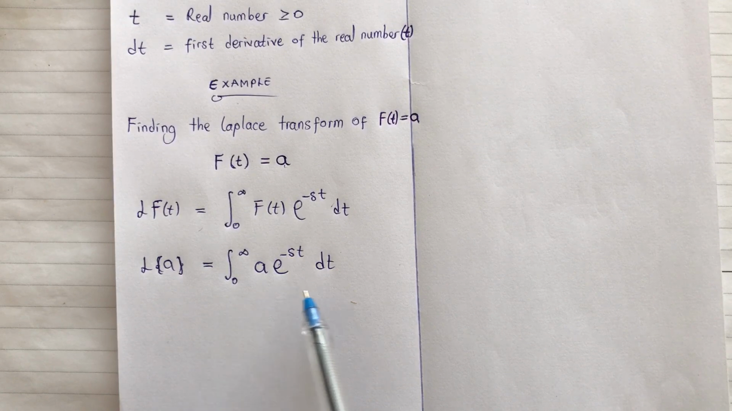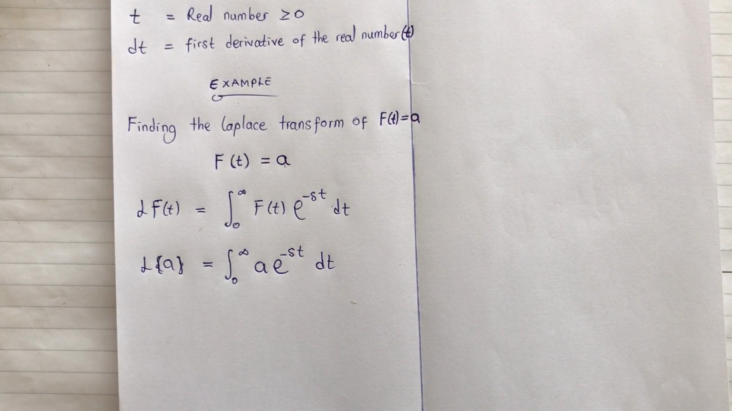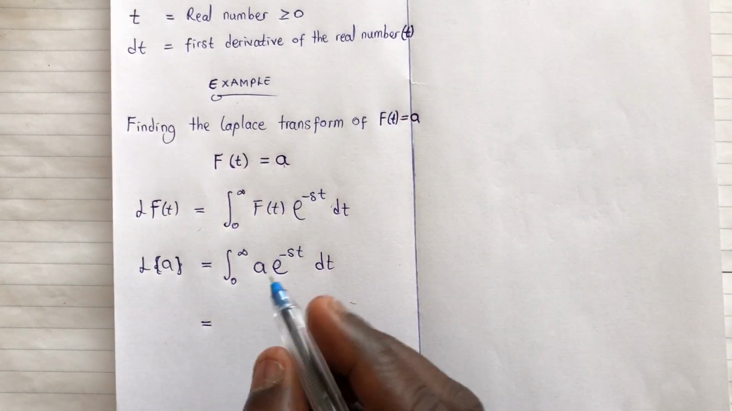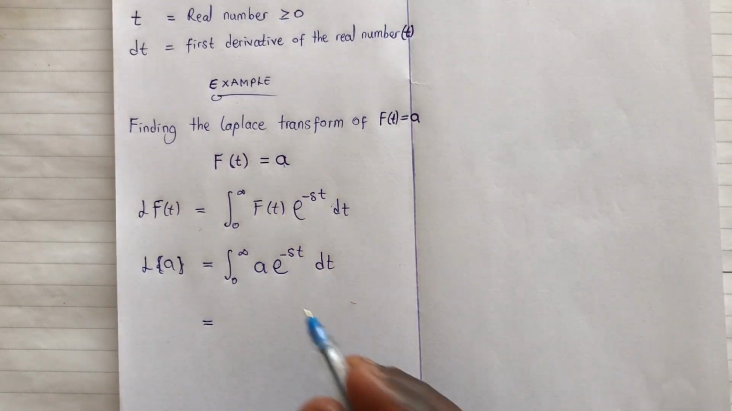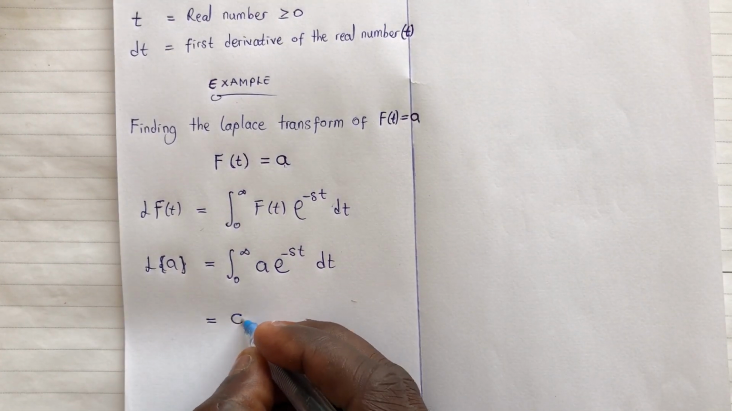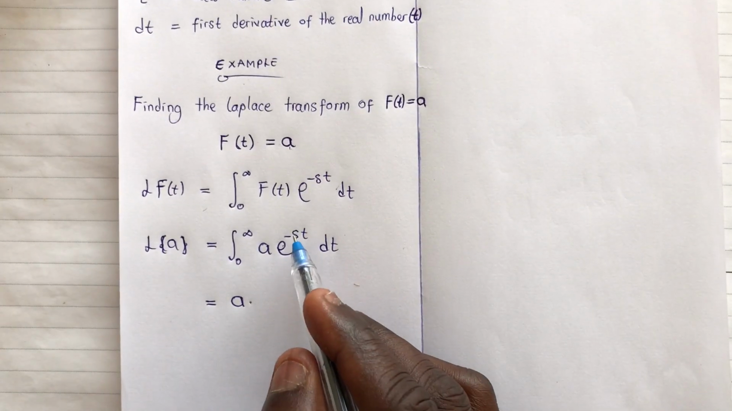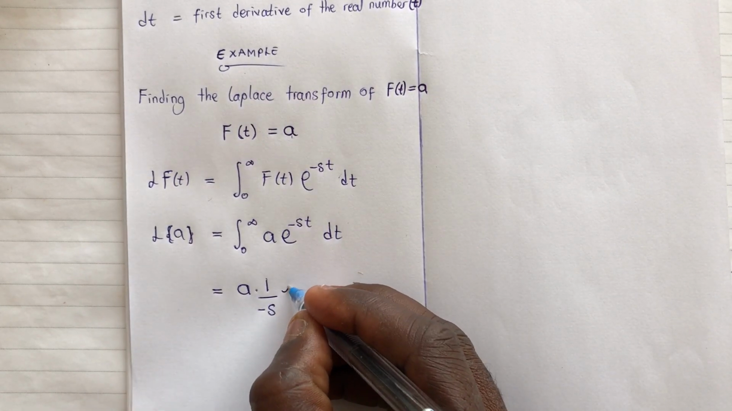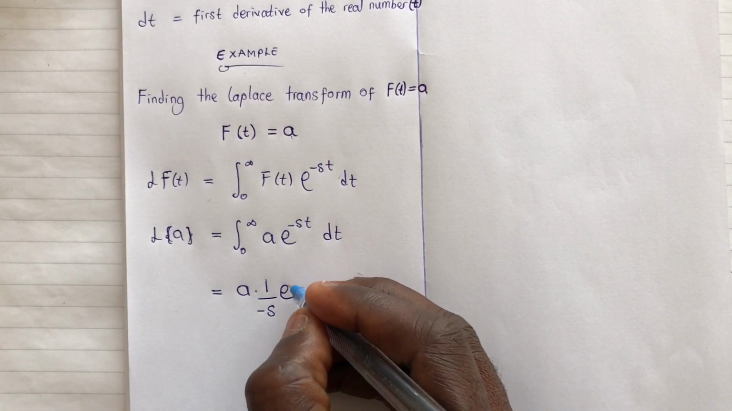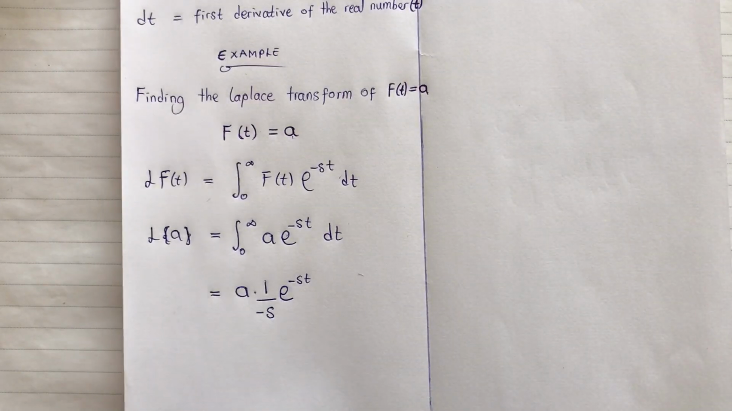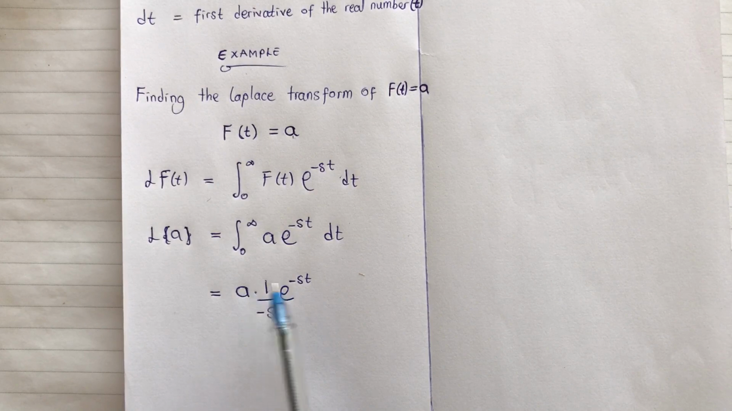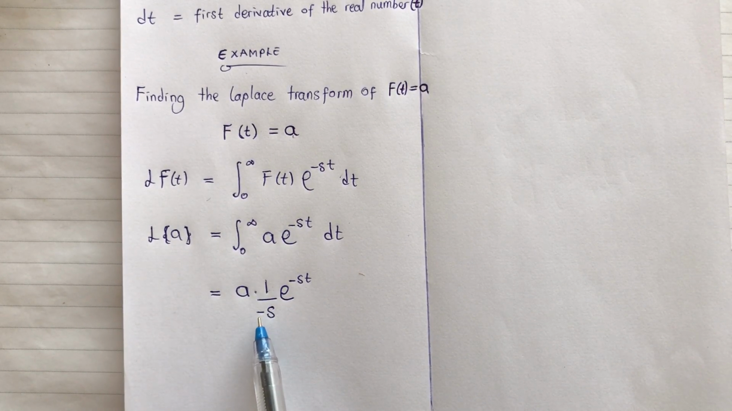So now to integrate this, we will use the method that we learned, and then we introduce our lower and upper limit. So all we need to do is that this is equal to, now don't forget that we already have a variable a here. So this is my a times, now let me just write my 1 over negative s, then raised to the same e to the power minus st. Now I can use a shortcut method by removing this one and using this a to multiply. So the result will give us a over negative s, e to the power minus st.